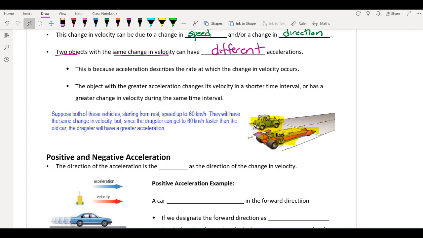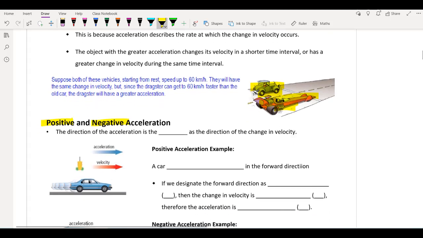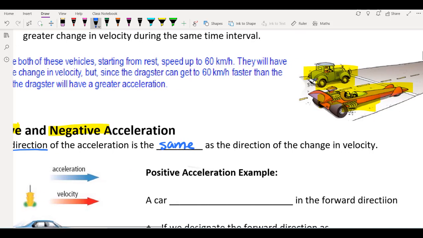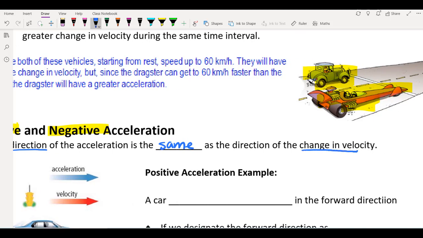So there's two types of accelerations. We can have positive or negative acceleration. As soon as you say positive and negative, what is that referring to? That refers to the direction. So the direction of acceleration is the same as the direction of change in velocity. So if change in velocity is positive, so is acceleration. If change in velocity is negative, so is acceleration.